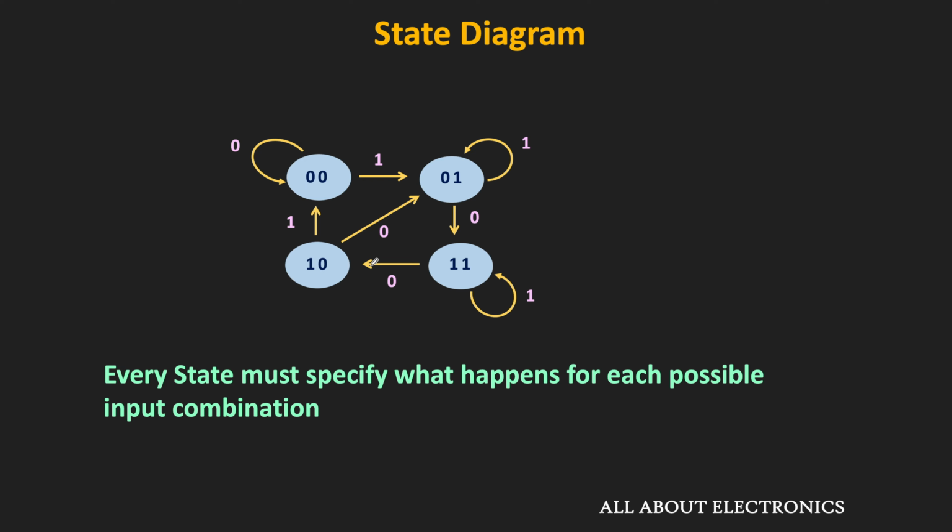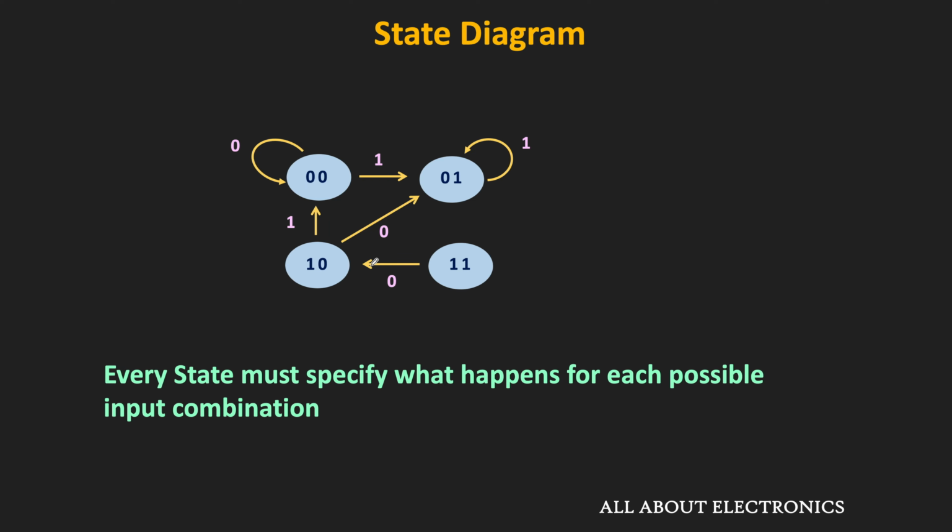But suppose this transition or this transition is not specified, then the given state diagram is invalid. Because in this diagram, when the input is equal to 1 in state 1, it is not specified what happens next. That means in each state, all the possible input combinations and the relevant transitions should be specified.